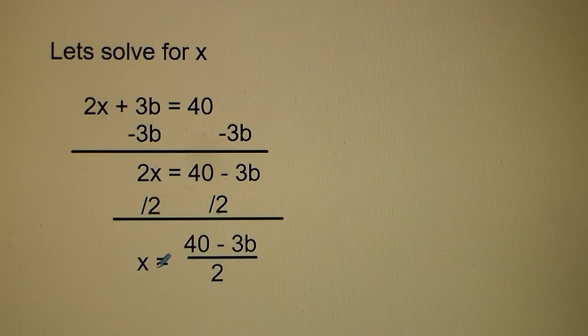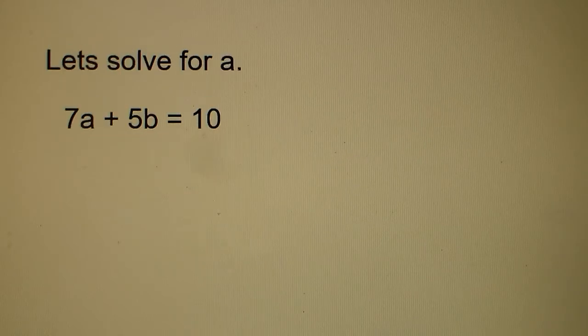Or you can see in my notes I also left it as 40 minus 3b over 2, as x is all by itself. It's always best to simplify though. Make it as easy as you possibly can.